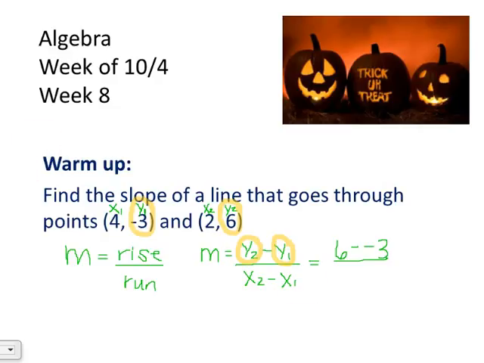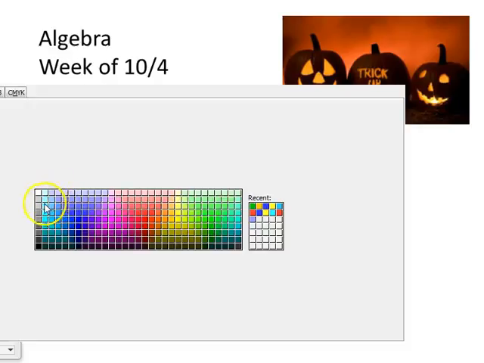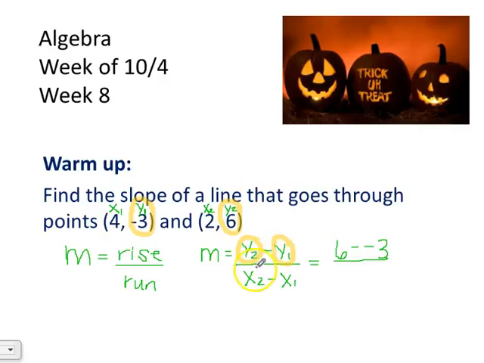And then we're going to do the same thing, but with our x coordinates. So we're going to take our second x coordinate. So the second x coordinate is 2. And we're going to subtract from that the first x coordinate, which is 4.